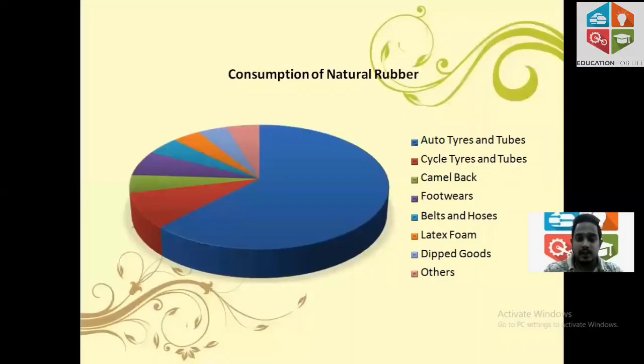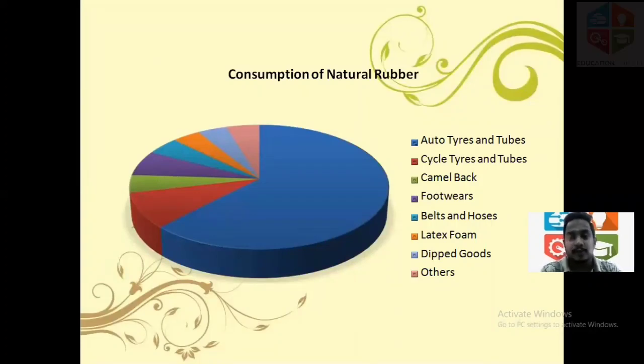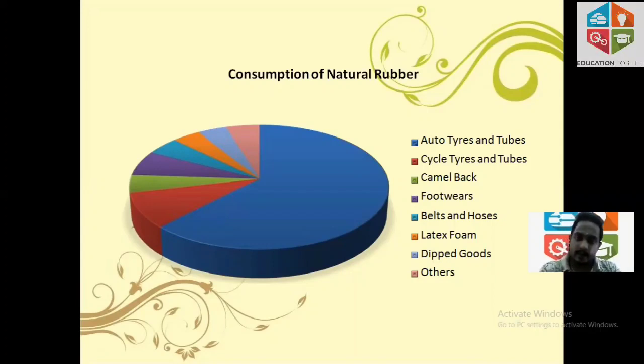And so these are all the products which we get from rubber. See, nearly how much for auto tires and tubes? 75% of the rubber is used for that. Rubber products are used to make automobile tires and tubes, and the remaining goes to cycle tires, camel back, footwear, belts, and hoses, latex from dipped goods and others.